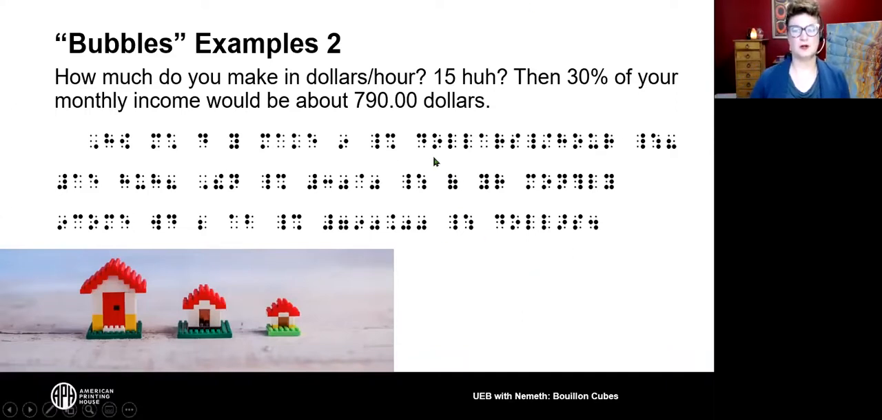Please note in our dollars per hour, we didn't use any transcriptions because in Nemeth Code bubbles, we use no contractions, no group signs, no word signs, no contractions at all. That's the way that a UEB with Nemeth transcription works. Anywhere within a Nemeth Code bubble, there are no contractions.